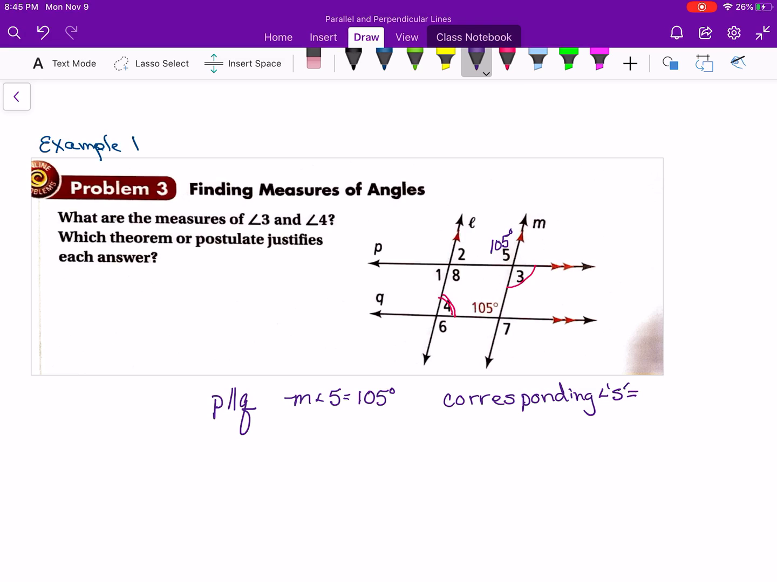So we know one of those measures. We're looking for 3, and if you look at the picture, angle 3 and angle 5 are a pair of vertical angles.